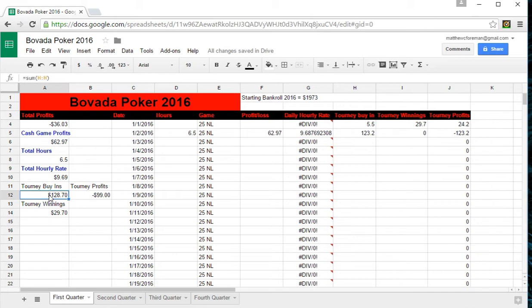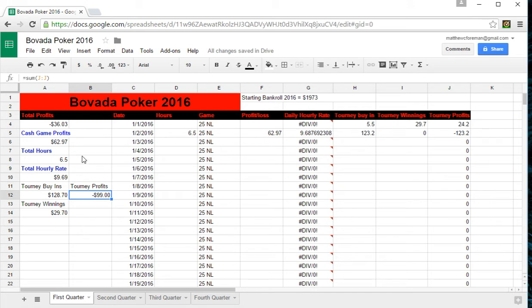If we come over here, you see I have my tourney buy-ins, tourney profits, and tourney winnings, and these are my totals. For the tourney buy-ins formula, in column H, I do equal sign, SUM, parentheses, H colon H, parentheses, in this cell, and that brings me the total for this whole column. I do the same thing for tourney winnings, which brings me my whole column I, and tourney profits brings me my whole column J. So these are my totals over here.